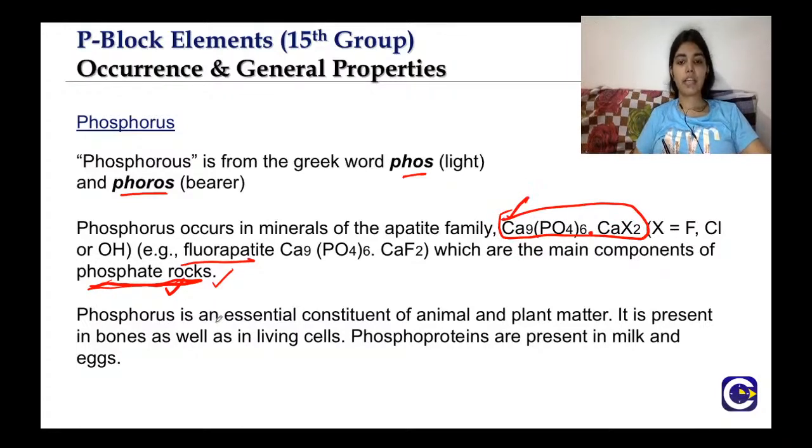So phosphorus is an essential constituent of animal and plant matter also. It is present in the bones of the living cells, and also phosphoproteins are present in milk and eggs. So phosphorus is present in phosphate rocks, in milk, in eggs, in animal and plant matter, and also in bones as well.